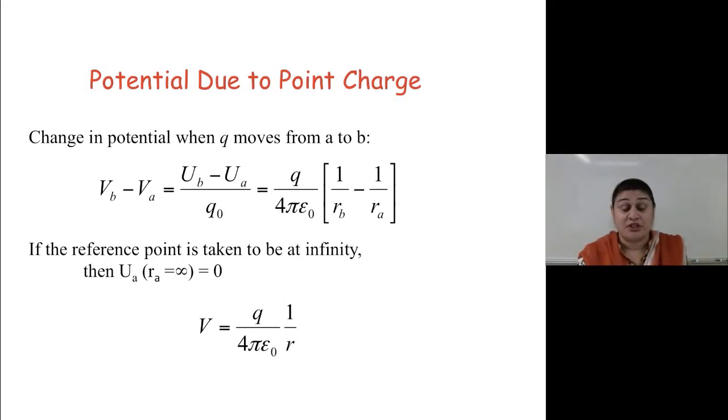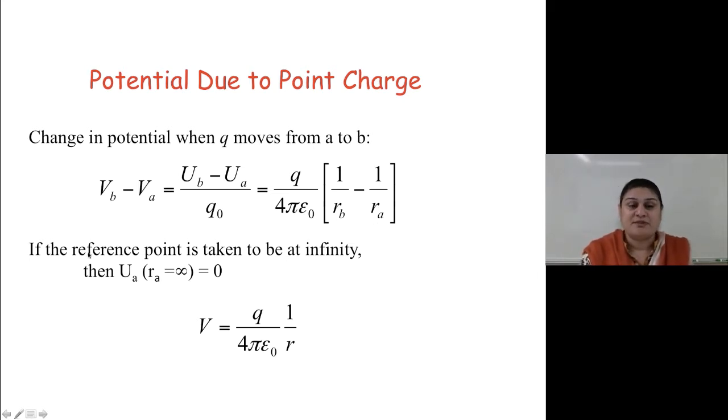Potential due to a point charge. So the change in potential when a charge Q moves from point A to point B is given mathematically as VB minus VA equals UB minus UA over q naught, or Q over 4 pi epsilon naught times (1 over RB minus 1 over RA).